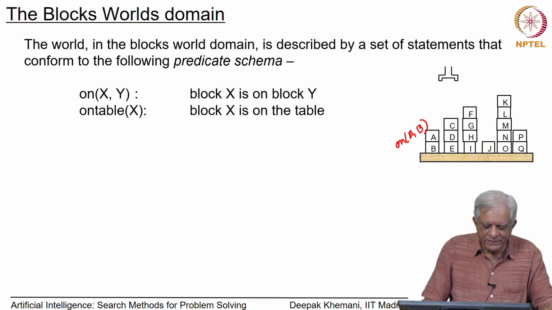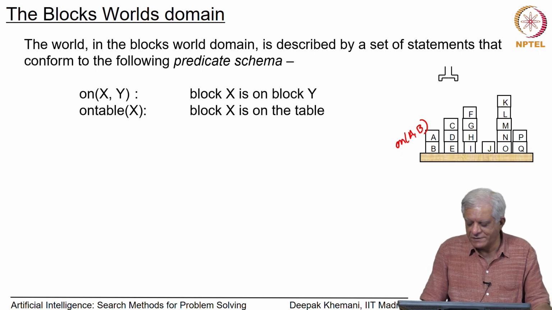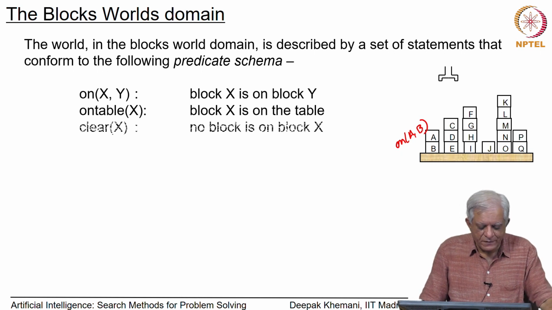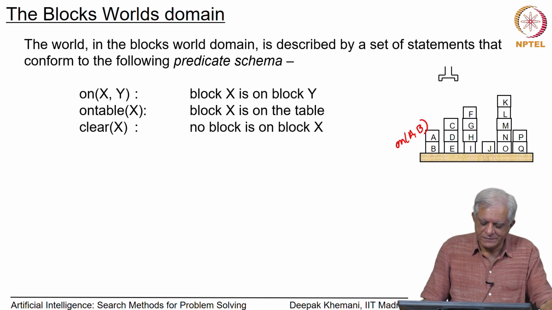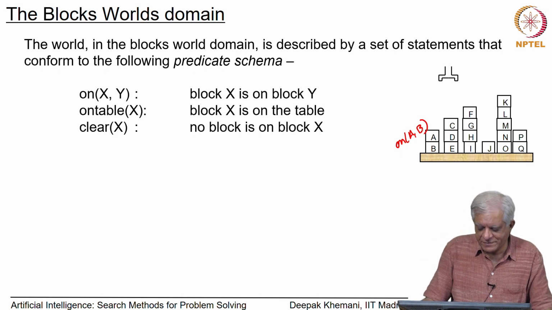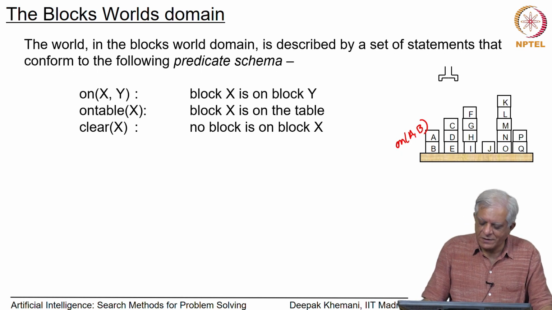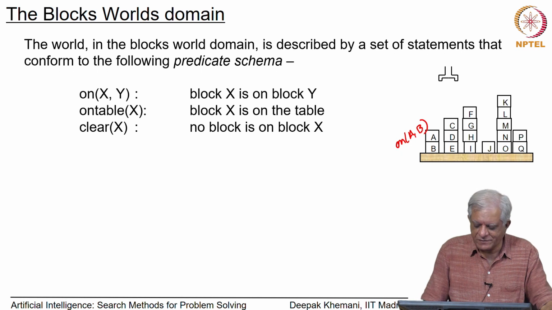Then we can have a predicate which says that some block is on the table. So, for example, B is on the table, E is on the table, I is on the table, and so on. We can say that some block is clear, which means that there is nothing on top of that block. For example, block A is clear because no other block is sitting on top of it. The implication of a block being clear is that either the arm can lift that block, or you can take another block and put it on top of it. So, that would be a necessary condition for those kinds of actions.